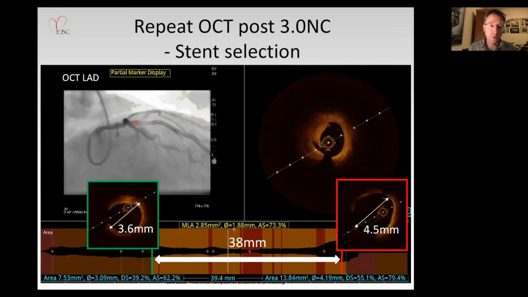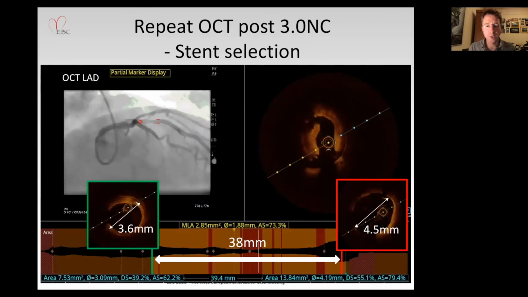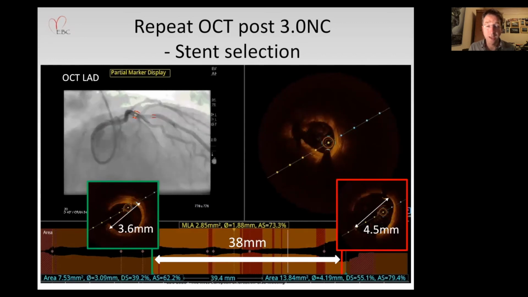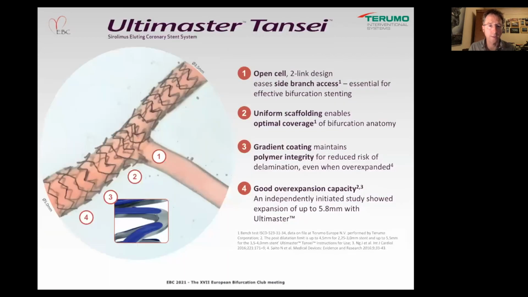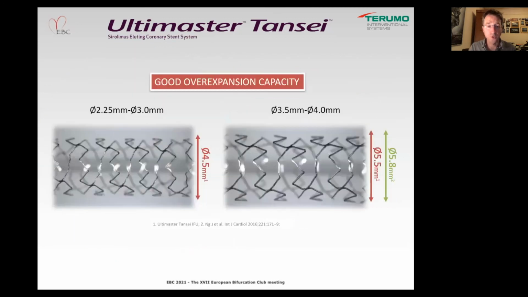which can be 3.5 distally, but is going to need to expand to 4.5 proximally. And it's critically important we select a device that can appropriately expand. Now, the Ultimaster Tansei absolutely has that capacity. It's a very open cell design. It offers very uniform scaffolding, and it purposefully has just an abluminal coating for delivery of the sirolimus drug.